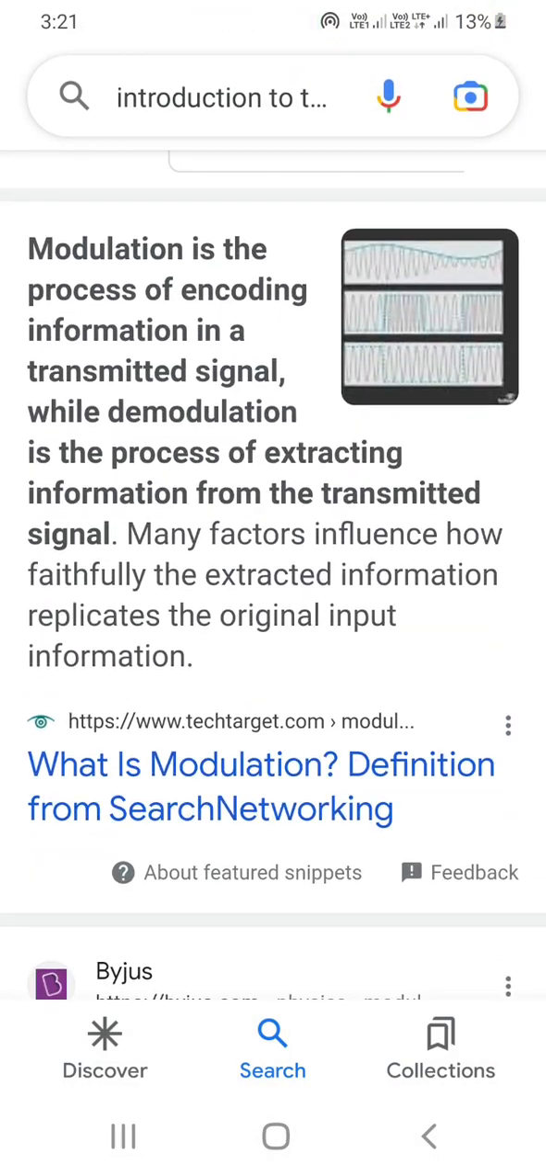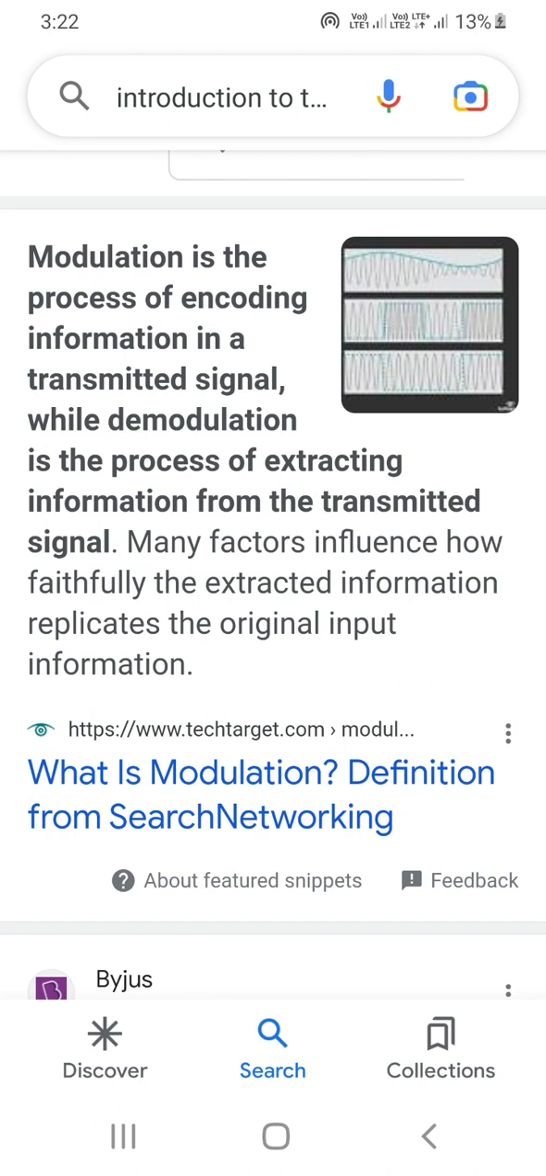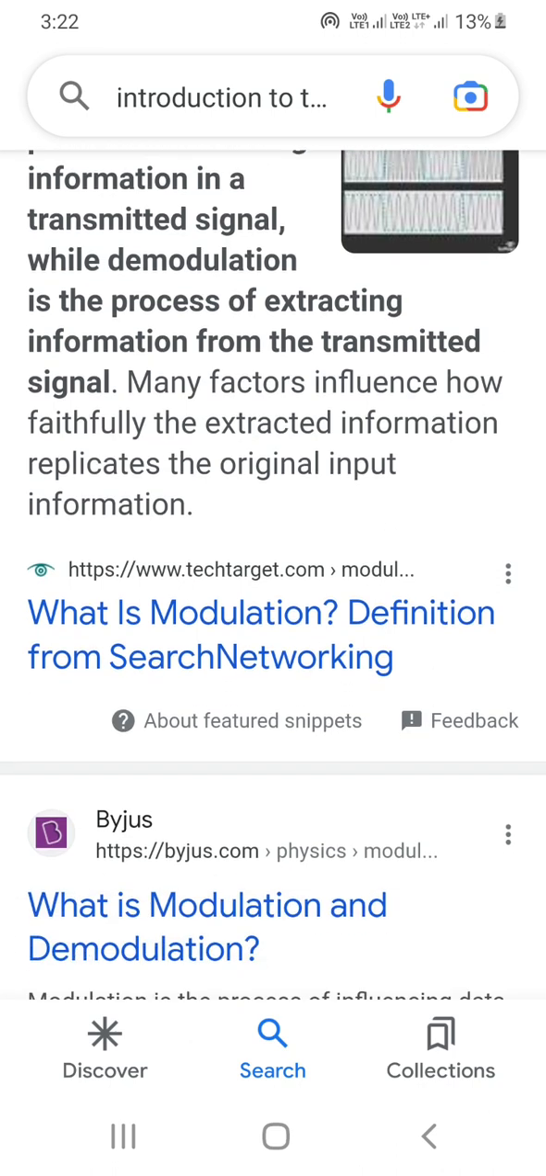So, what is modulation and demodulation? Modulation is the process of encoding information in the transmitted signal, while demodulation is the process of extracting information from the transmitted signal. Many factors influence how faithfully the extracted information replicates the original input information.